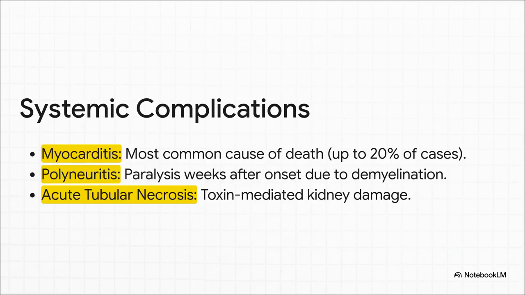So what happens when that toxin breaks loose and gets into the bloodstream? It goes straight for high-value targets. Myocarditis is the big one. It's the leading cause of death. And then there's this really sneaky delayed complication, polyneuritis. Weeks after the initial infection, the toxin's damage to the myelin sheath and nerves can cause paralysis. The kidneys can take a hit too.